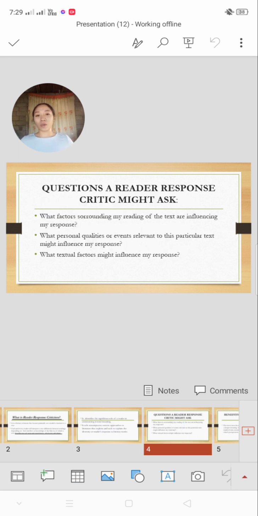So there are questions that a reader response critic might ask. Number 1. What factors surrounding my reading of the text are influencing my response? Number 2. What personal qualities or events relevant to this particular text might influence my response? And number 3, what textual factors might influence my response? So, these are the questions that help the reader response critic understand the text.